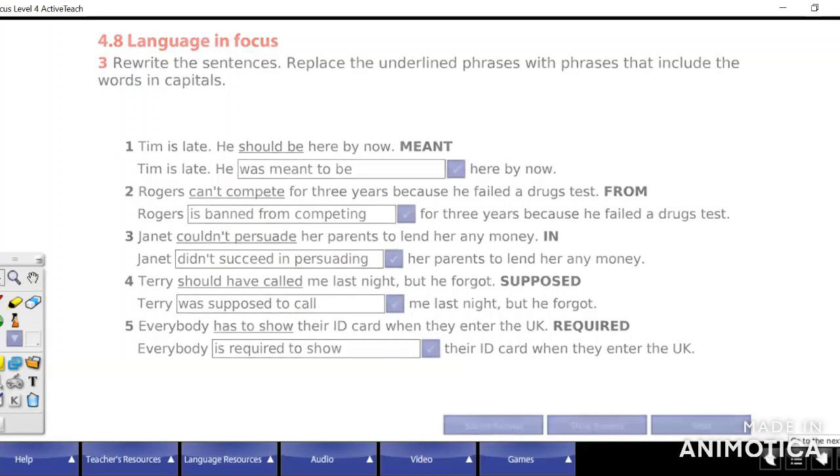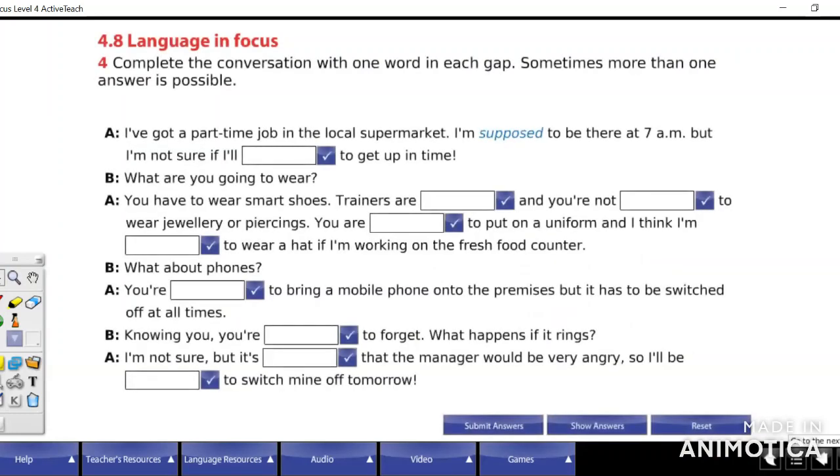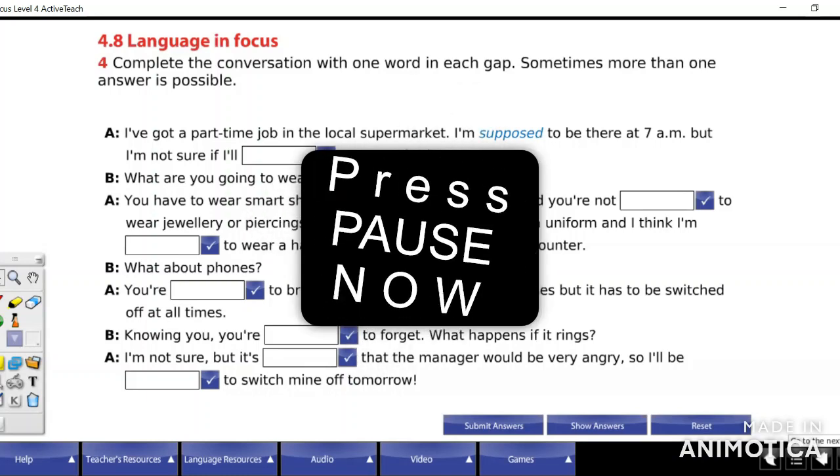One more exercise, and that's this one. I've got a part-time job in the local supermarket. I'm supposed to be there at 7 a.m., but I'm not sure if I'll want to get up in time. Now, supposed is the keyword here in blue. So it's one of these semi-modals, one of these alternative structures which you have to use. All right, well, should be easy. Have a look at them, read the text in silence, and then try and solve it. And then finally, you will get the answers.